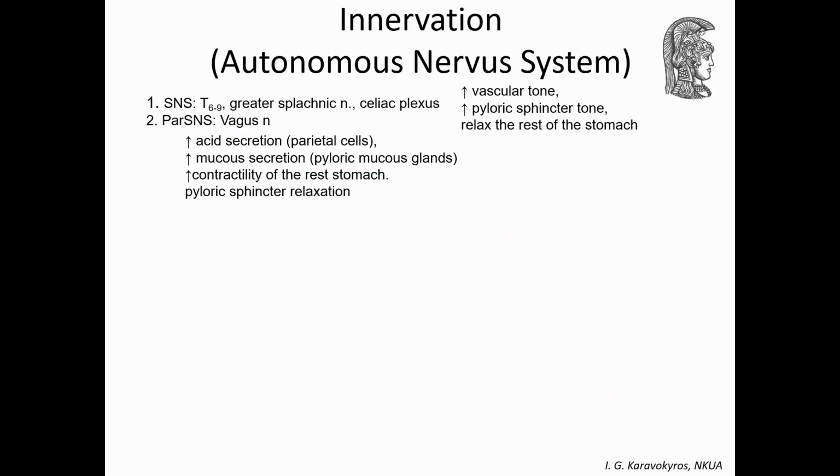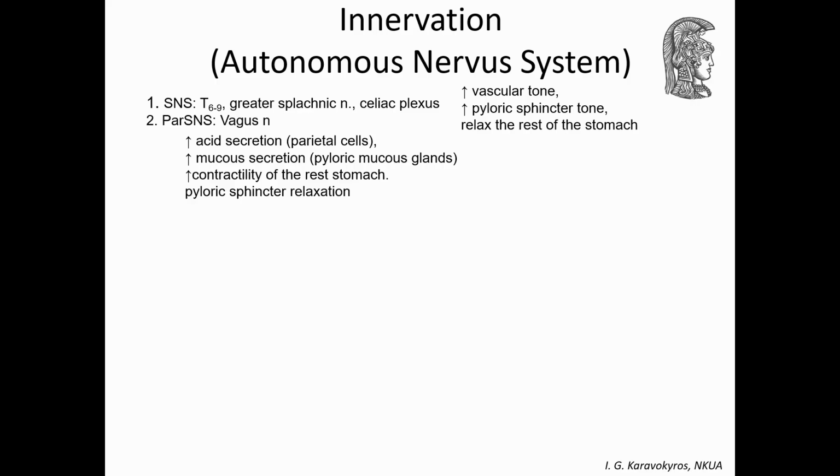The stomach is innervated by the autonomous nervous system. The sympathetic nervous fibers derive from the T6 to T9 spinal cord segments, pass through the greater splanchnic nerve, and end in the celiac plexus. Following the periarterial plexuses, they reach the stomach to control the vascular tone, to increase the tone of the pyloric sphincter, and to relax the rest of the stomach.